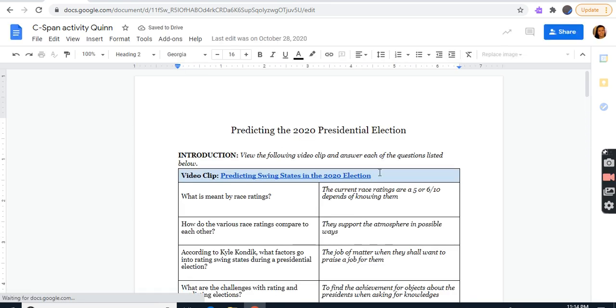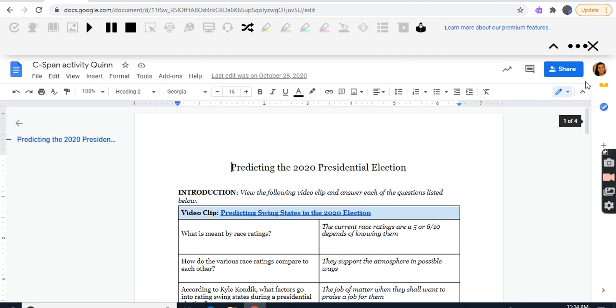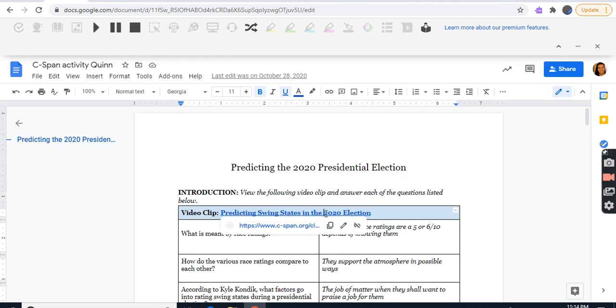Predicting the 2020 presidential election. View the following clip, and answer each of the questions listed below. You can watch the video here, predicting swing states in the 2020 election.